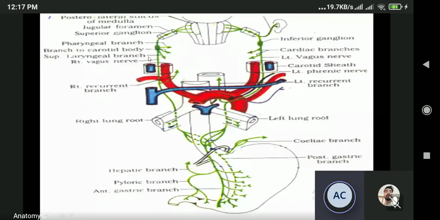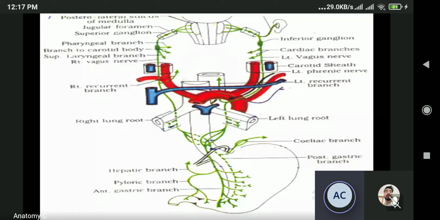Now what are the branches that arise in the jugular foramen? We have the meningeal branch. The meningeal branch has not been shown over here. Next one is, can you see the nerve going and innervating the ear? So this is known as the auricular branch, or we can call it Arnold's nerve. This auricular branch, Arnold's nerve, will innervate the external acoustic meatus and the tympanic membrane.